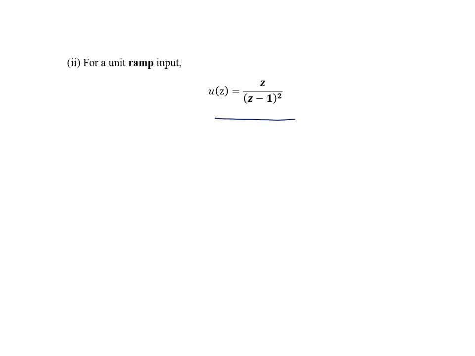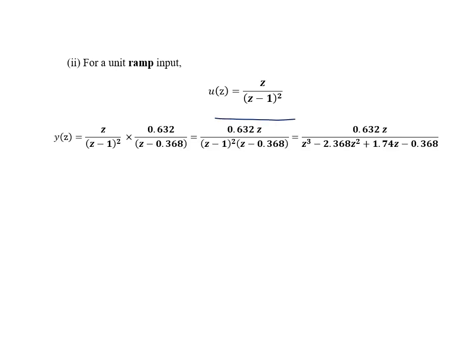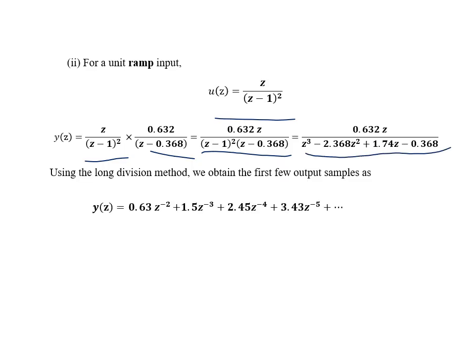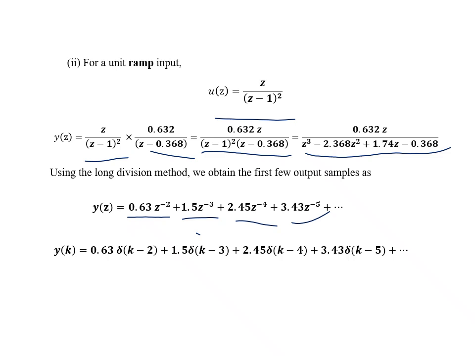For the unit ramp, we have U of Z equals Z divided by Z minus 1 squared. We multiply U times the transfer function, which is 0.632 Z divided by Z minus 1 squared times Z minus 0.368. We multiply the denominator, then use long division to get the terms: 0.63 Z power negative 2, 1.5 Z power negative 3, 2.45 Z power negative 4, 3.43 Z power negative 5, and so on.